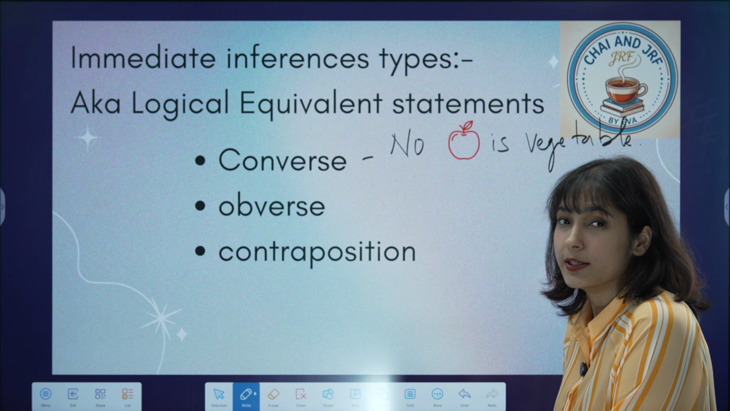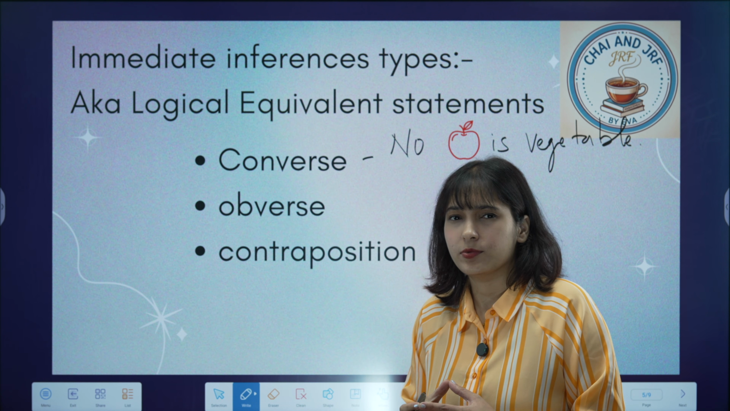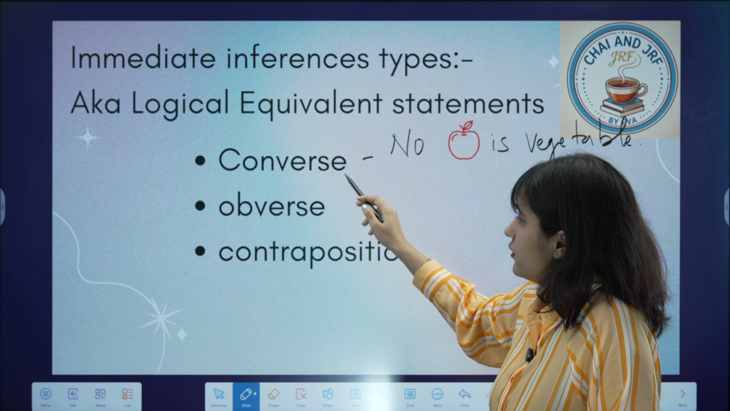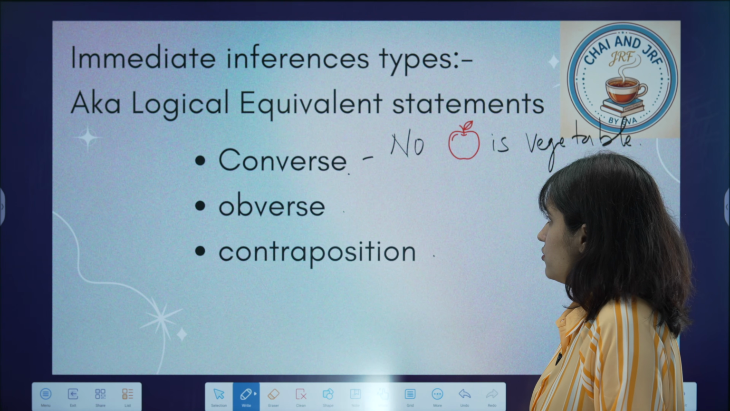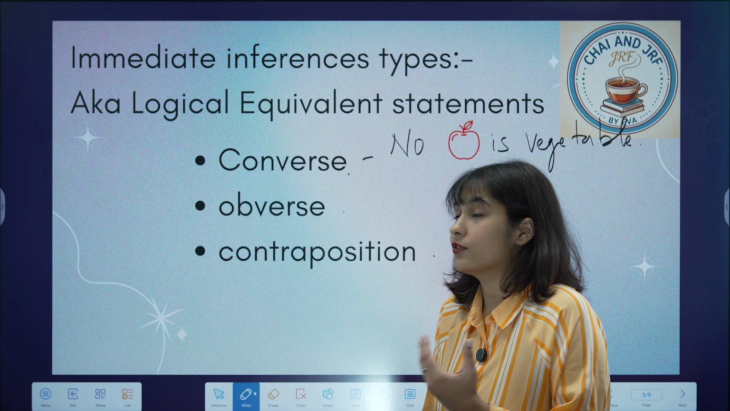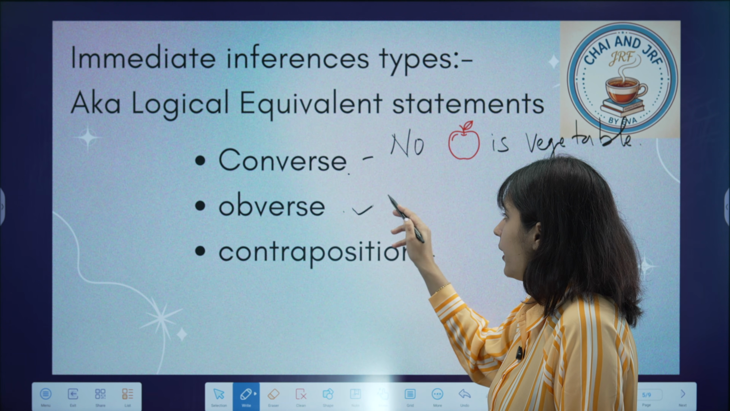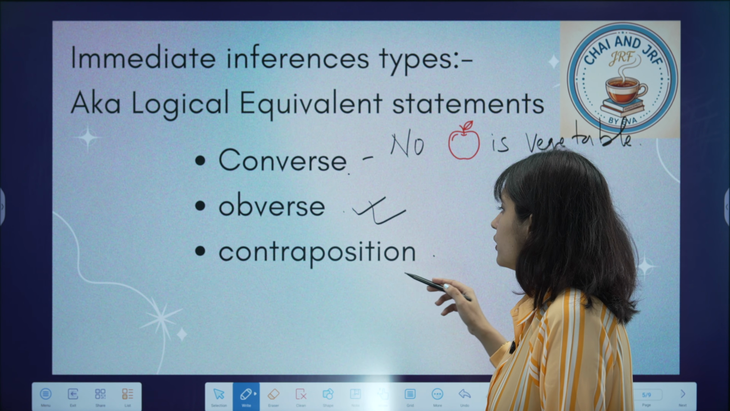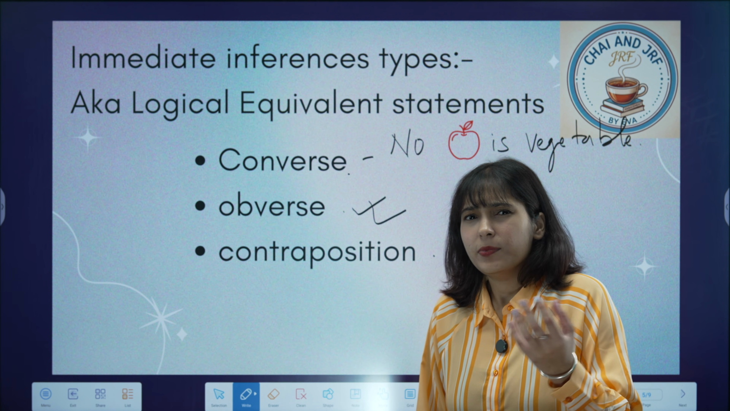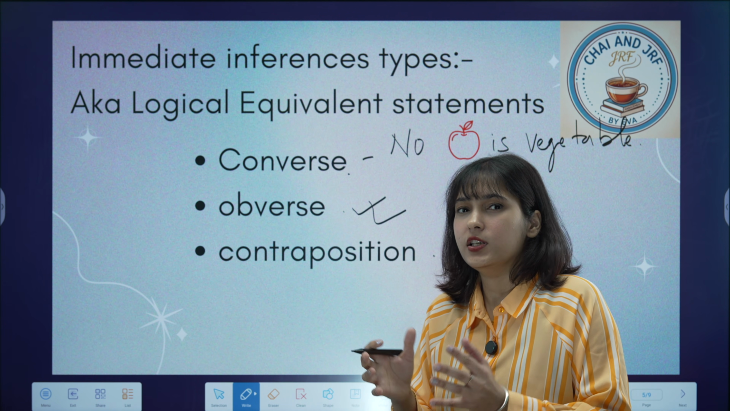So going ahead with the concept of immediate inference types. Further, we have certain types of inferences under immediate inferences, that is converse, obverse and contraposition. Now we are going to understand these concepts. UGC generally asks questions from these topics. You are being asked to convert a statement into its obverse part, or it can ask you to convert it into its contraposition statement or its converse position, right? Or it can simply ask you to mark the options that are logically equivalent to each other.